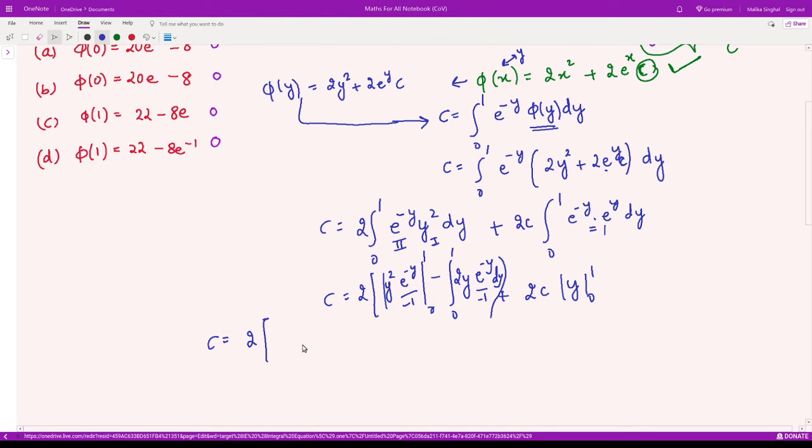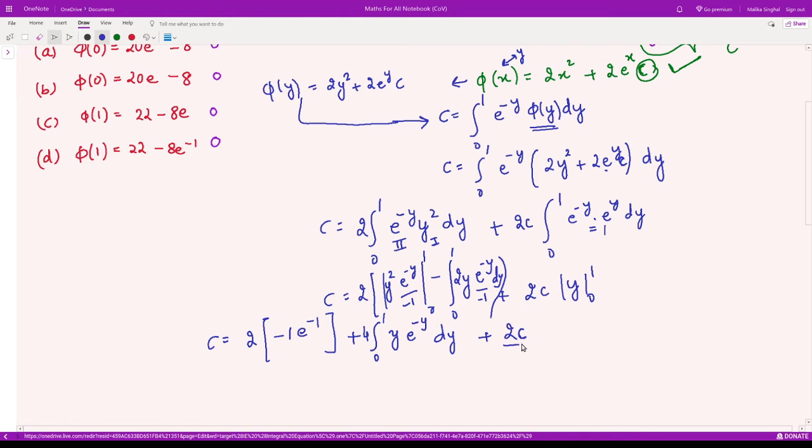So this would be, if I substitute 1, it would be minus 1 square, that would be 1 e to the power minus 1, and if I substitute 0, I'll have 0. So this term is this. Moreover, I have minus and minus, so it would be plus integration. It would be 2 into 2, 4, right? Integration from 0 to 1 y into e to the power minus y dy. And third term would be, here I am substituting the limits, it would be 2 into c, right?